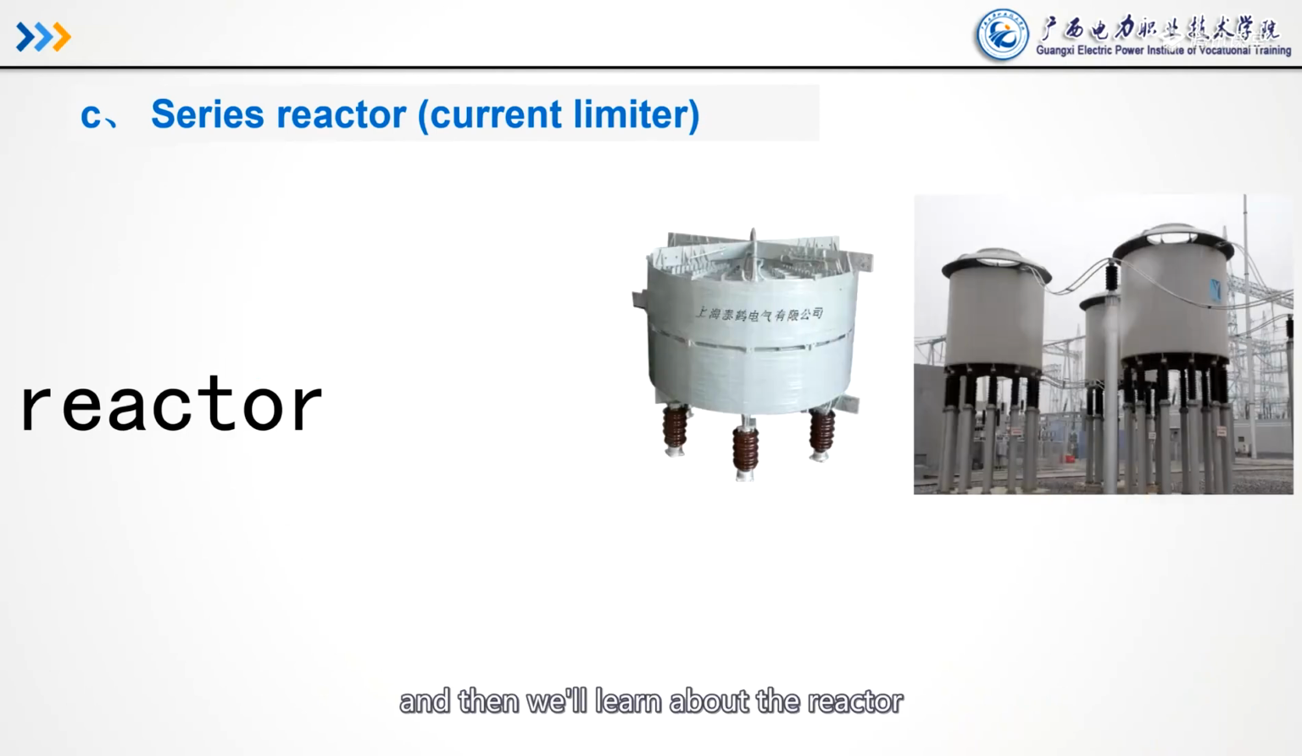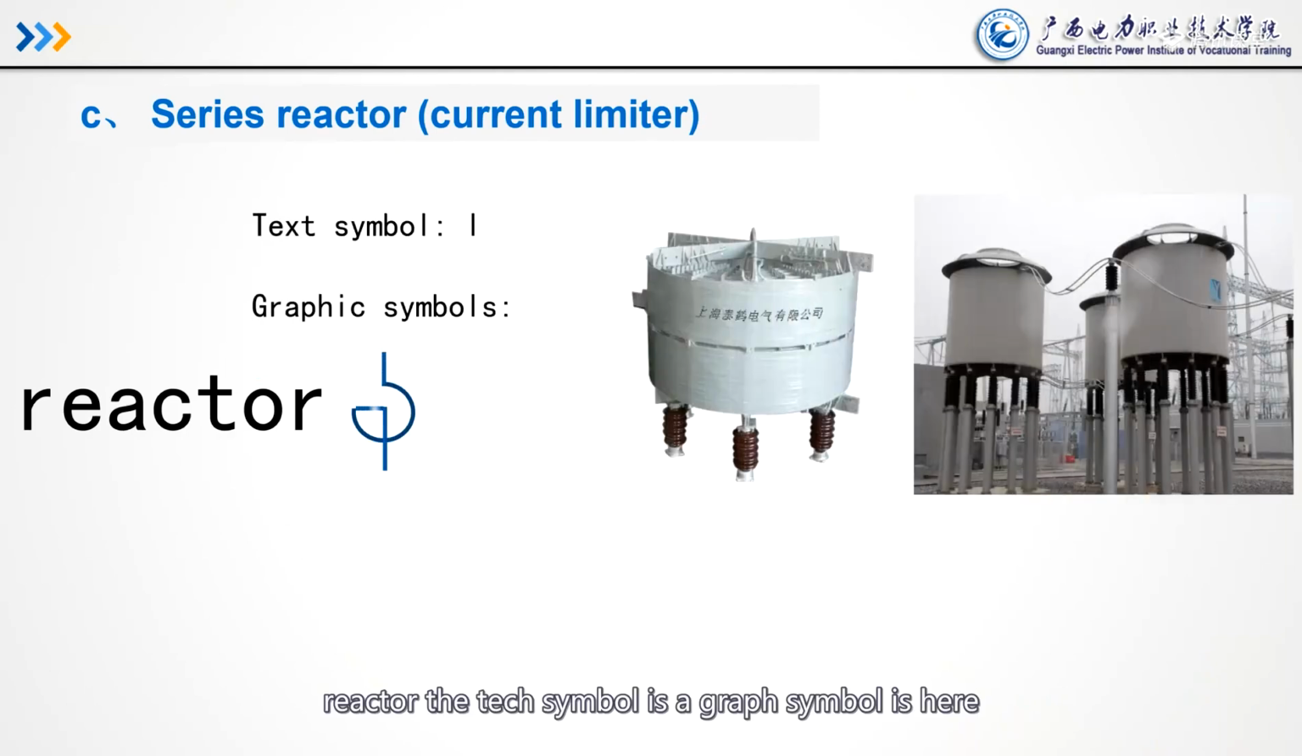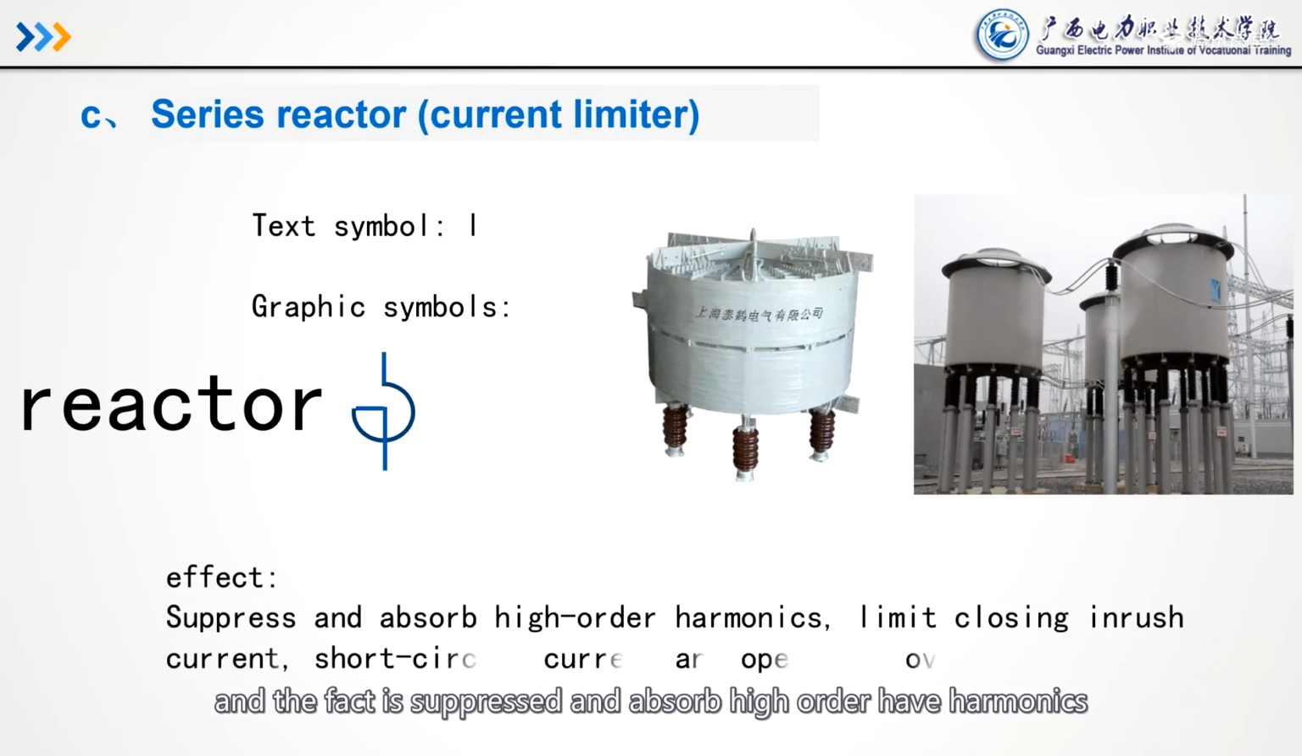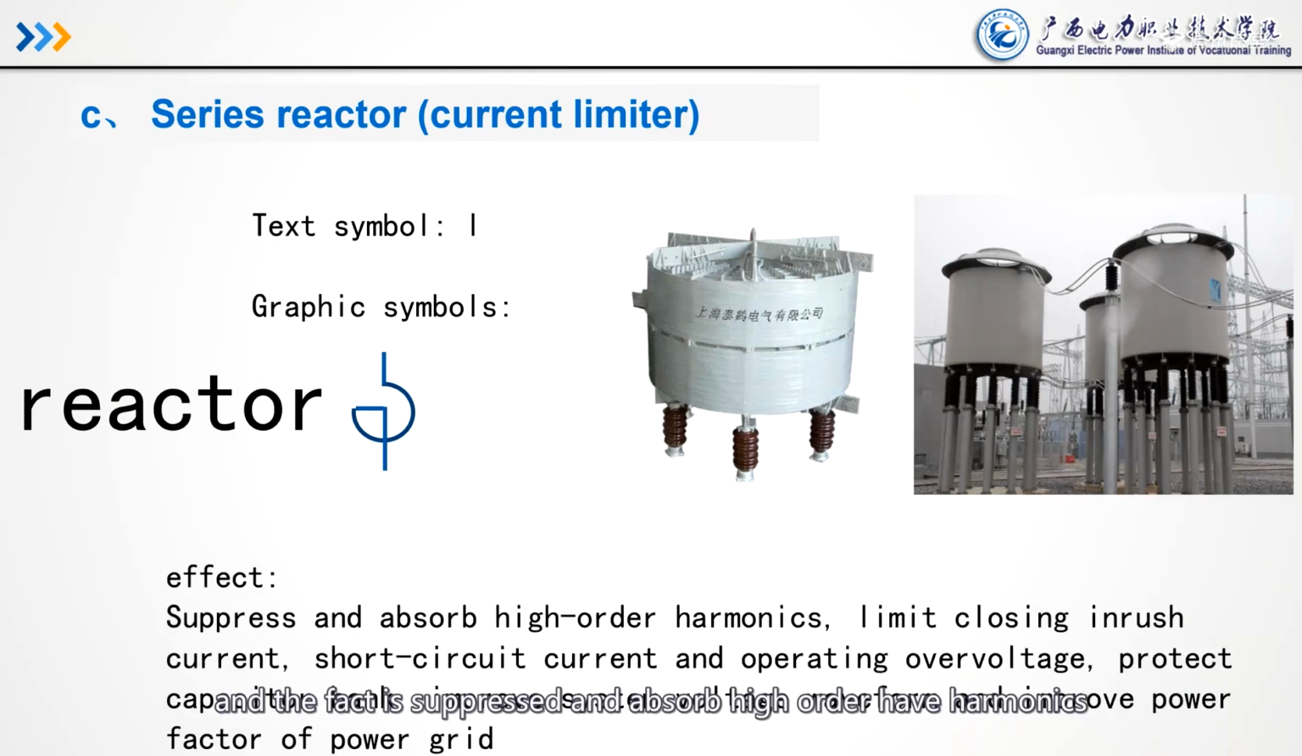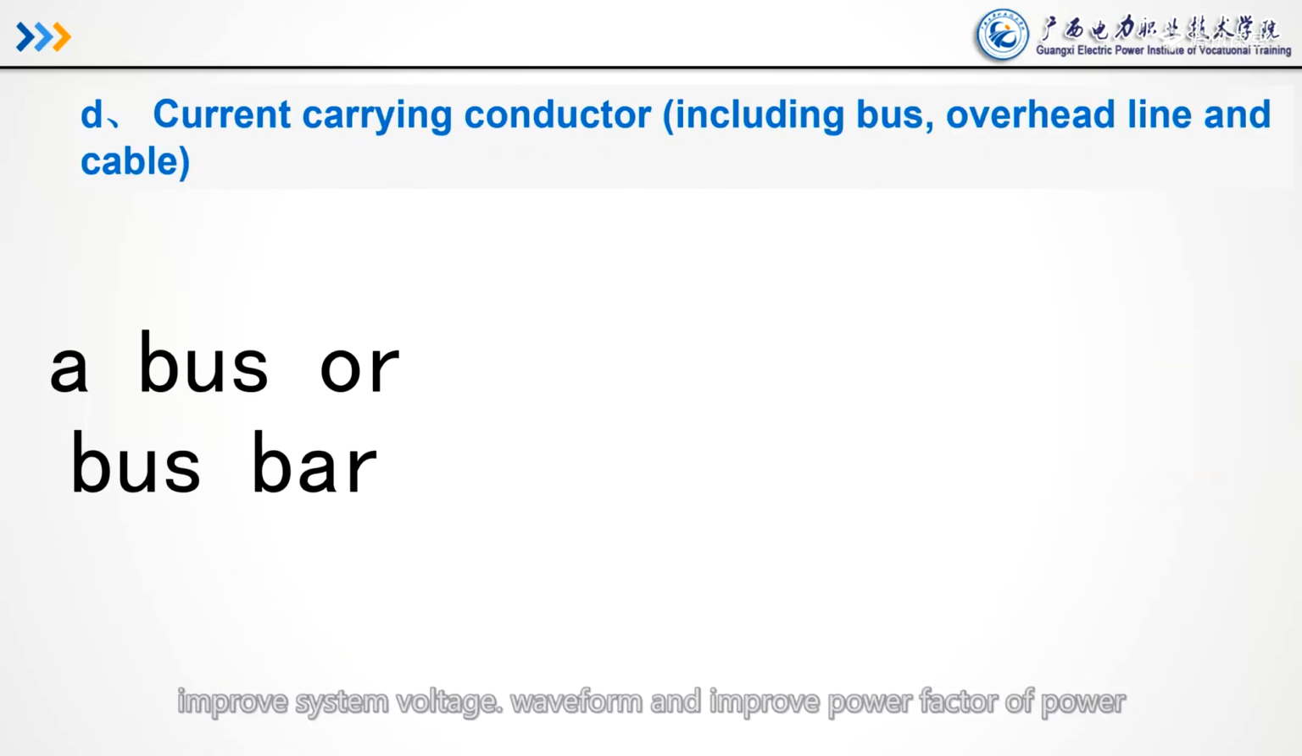And then we'll learn about the reactor. Reactor, the tag symbol is I, the graph symbol is here. And the effect is to suppress and absorb high order harmonics, limit closing inrush current, short circuit current, and operating overvoltage, protect capacitor bank, improve system voltage waveform, and improve power factor of the power grid.